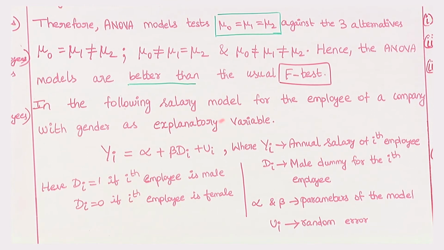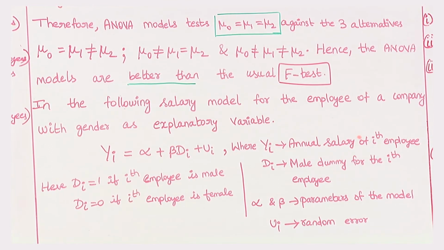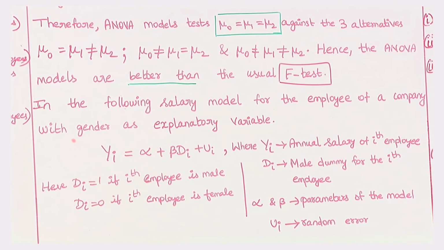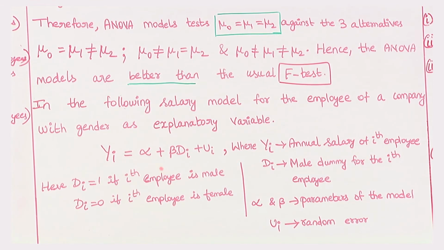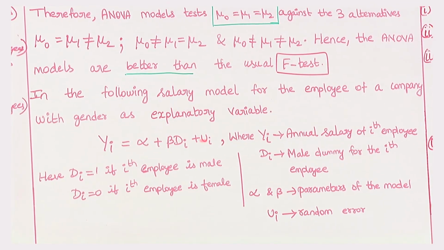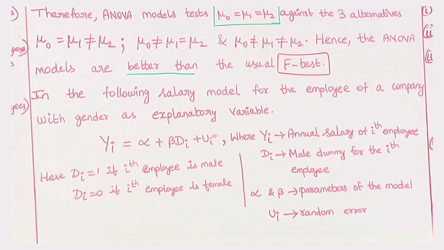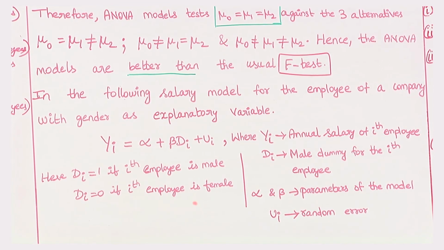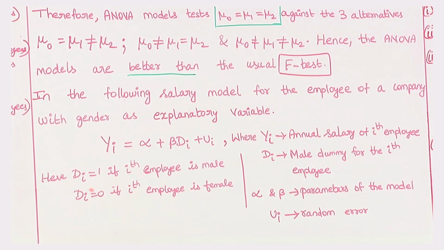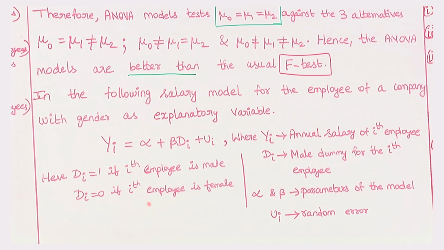In the following salary model, the salary of the employee of a company depends on gender. So, this salary model is taken here. One dummy for gender is used. Y i is equal to alpha plus beta d i plus u i, where y i is the annual salary of the ith employee, d i is the male dummy for the ith employee, alpha and beta are parameters of the model, u i is the random error. D i is equal to 1 if the ith employee is male and 0 otherwise.